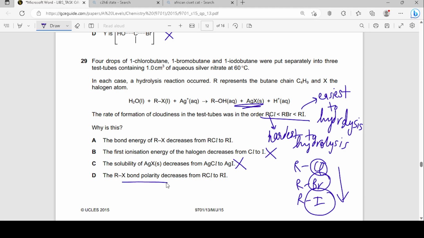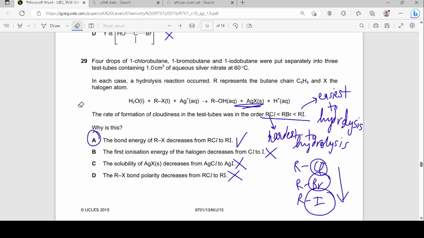The RX bond polarity decreases from RCl to RI. Okay, they talk about bond polarity. It's not really much to do with bond polarity. Bond polarity is not a big deal here. They're all quite polar. The main thing is about bond energy. So B, C, and D are all crossed out. The real answer is A, right? Even if they talked about bond length, it wouldn't be a correct answer, but they talk about bond energy, which is the same concept in essence. The bond length is increasing down the group because the size of the halogen atom is increasing, then the bond energy will decrease because the bond strength is decreasing, right? So the answer is going to be A.